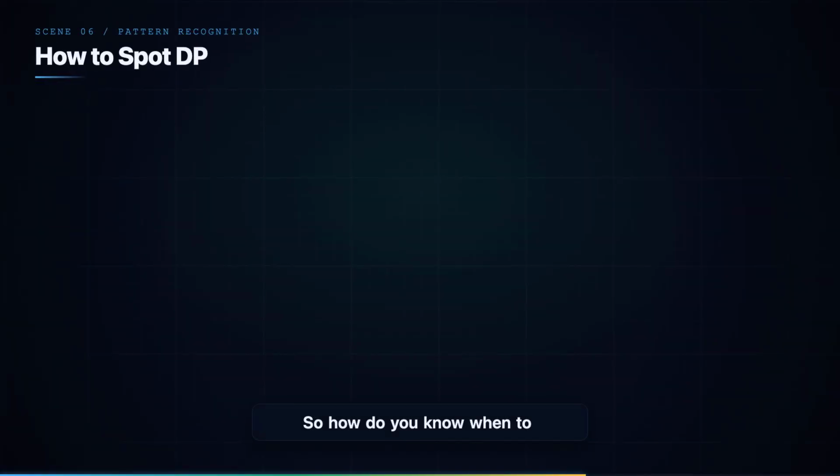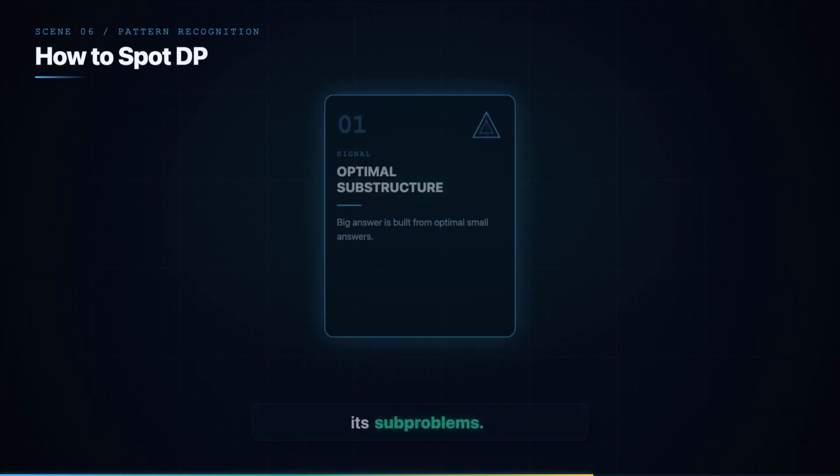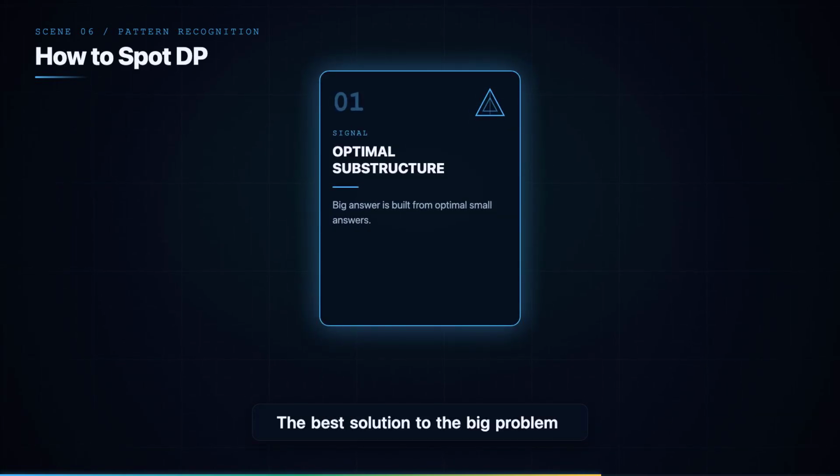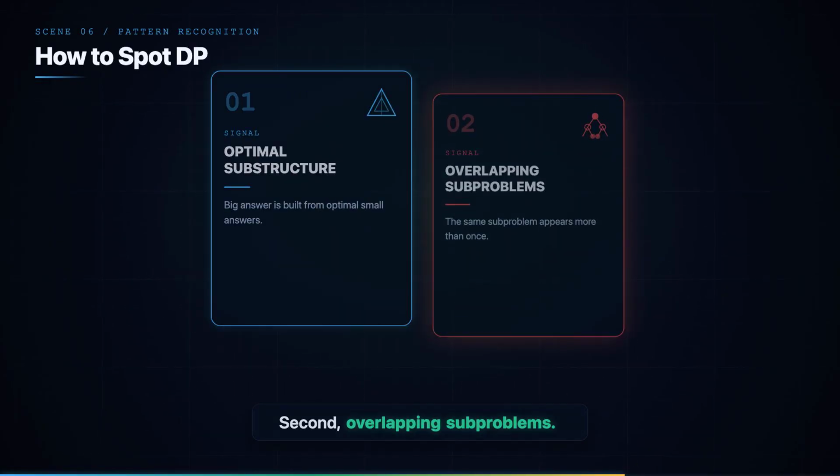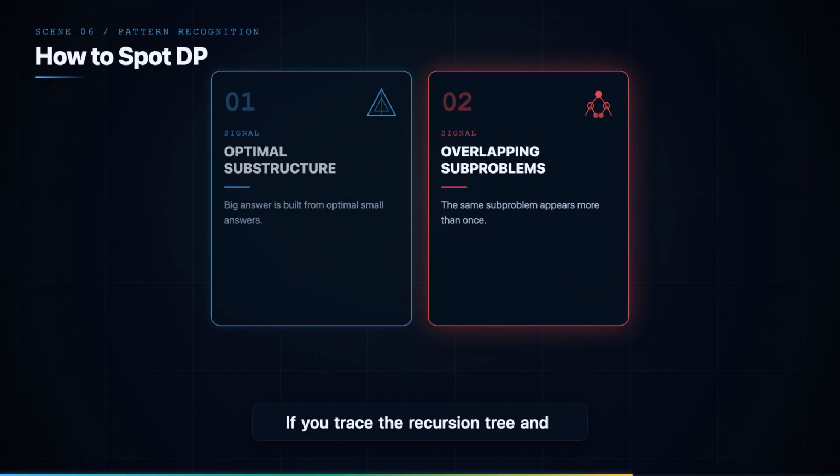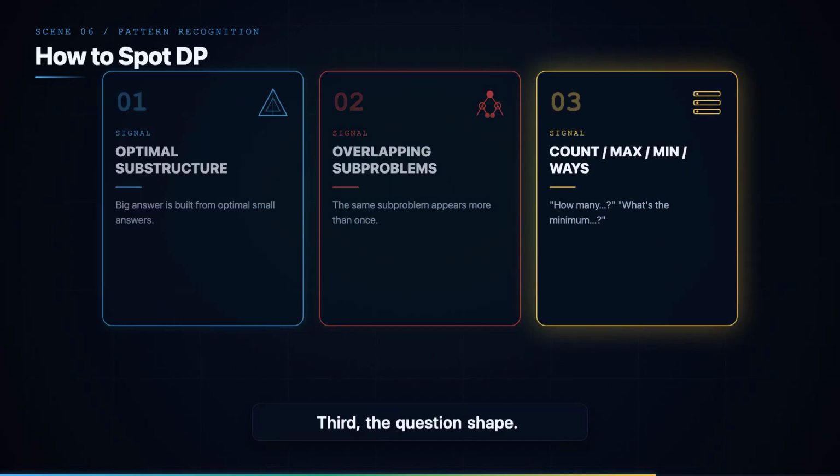So how do you know when to reach for DP? 3 signals. First, optimal substructure. The best solution to the big problem is built from the best solutions to its subproblems. Second, overlapping subproblems. If you trace the recursion tree and see the same calls repeating, that's your signal. Third, the question shape. How many ways can you? What's the minimum cost to? What's the maximum value you can? These phrasings almost always indicate DP.